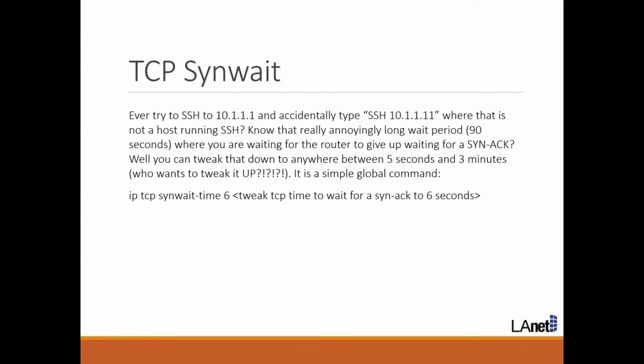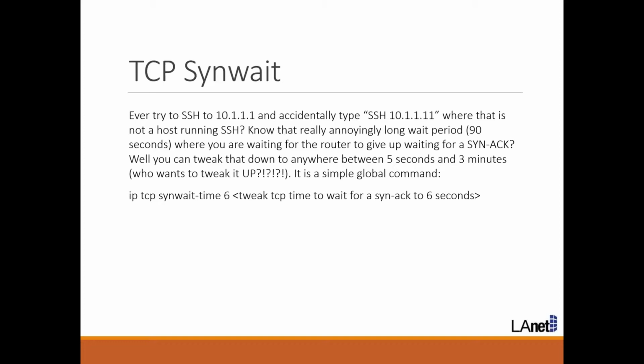So I alluded to this when I talked about DNS. If anyone's ever typoed an IP address where you're trying to SSH, say I'm trying to SSH to 10.1.1.1, accidentally type 10.1.1.11, and you wait for that 90-second timeout, it feels like 90 minutes. It's actually 90 seconds, but it's annoyingly long. Or I type ping www.cisco.com and I typo .ocm instead of .com, and I need to wait again that 90 seconds for DNS to fail.